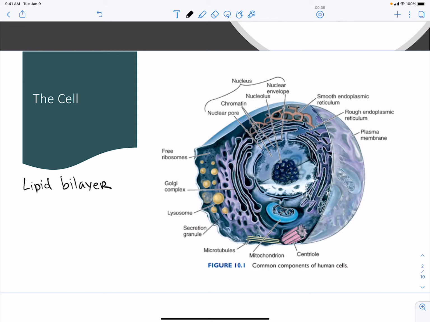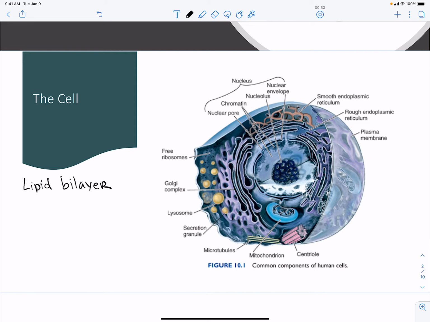The cells have to have mechanisms of getting things into the cell and out of the cell. And so you're going to have transport proteins. They're going to be within the cell and also embedded in the membrane to move things in and out. You're also going to have within the cell our organelles.